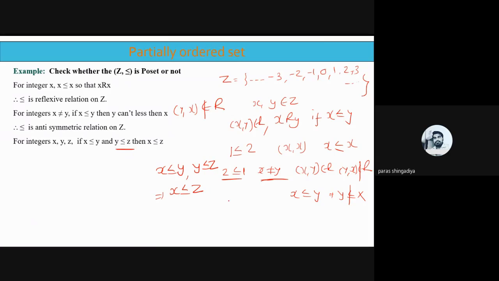For example, you can consider 1, 2 and 5. Okay, x, y, z, that is 1 less than or equal to 2, 2 less than or equal to 5. So we can easily say that 1 is also less than or equal to 5. That is true for any x, y, z. If it satisfies x less than or equal to y less than or equal to z, then we can easily say that x is also less than or equal to z, and therefore it satisfies transitivity. Therefore, if it satisfies all these three conditions, reflexive, antisymmetric, transitive, then we can say that (Z, less than or equal to) is a partially ordered set.